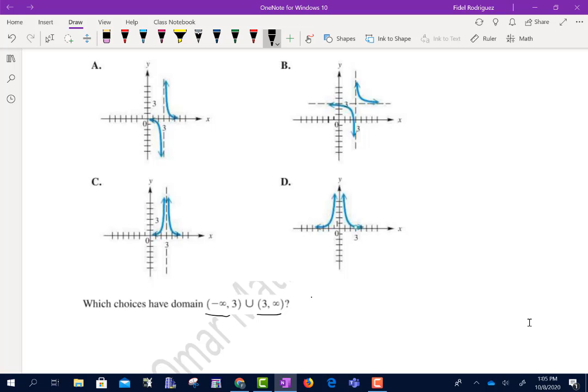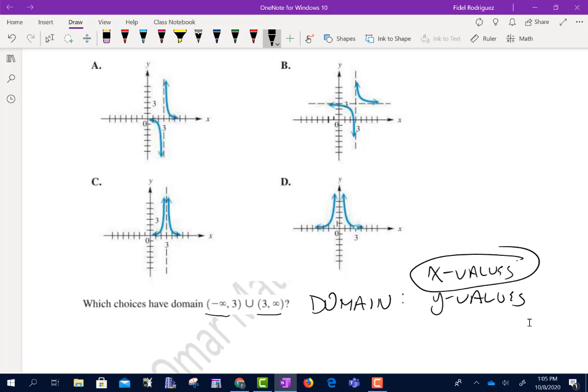So first thing, let's remind ourselves, what does the domain refer to? Does the domain refer to the x values or the y values? And I hope you said that the domain refers to the x values, because that would be the correct choice. Not the y values, but the x's, okay? So when we're talking about the domain, it means what kind of numbers can I plug in for x? What kind of numbers can I plug in for x? So the way this domain here is written, we can plug in any number except for the number 3.